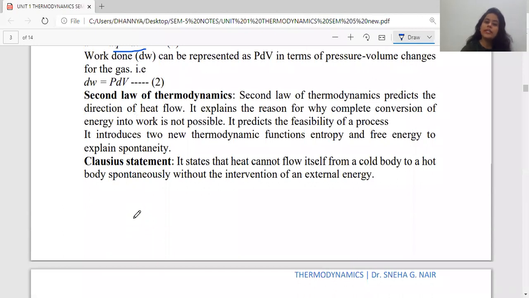Now then we have the second law of thermodynamics. What was the second law of thermodynamics? It was generally considered as the law of entropy changes also. So the second law of thermodynamics is going to predict the direction of heat flow, that is, in which direction the heat is exactly flowing. It is going to give us an idea regarding the entropy and the free energy of the system, and then how exactly the process is spontaneous or not.